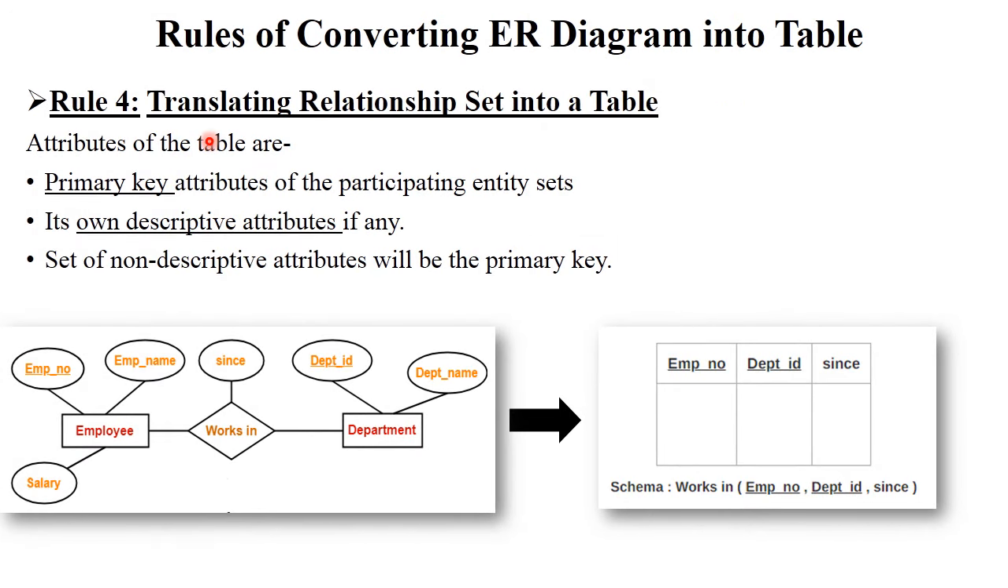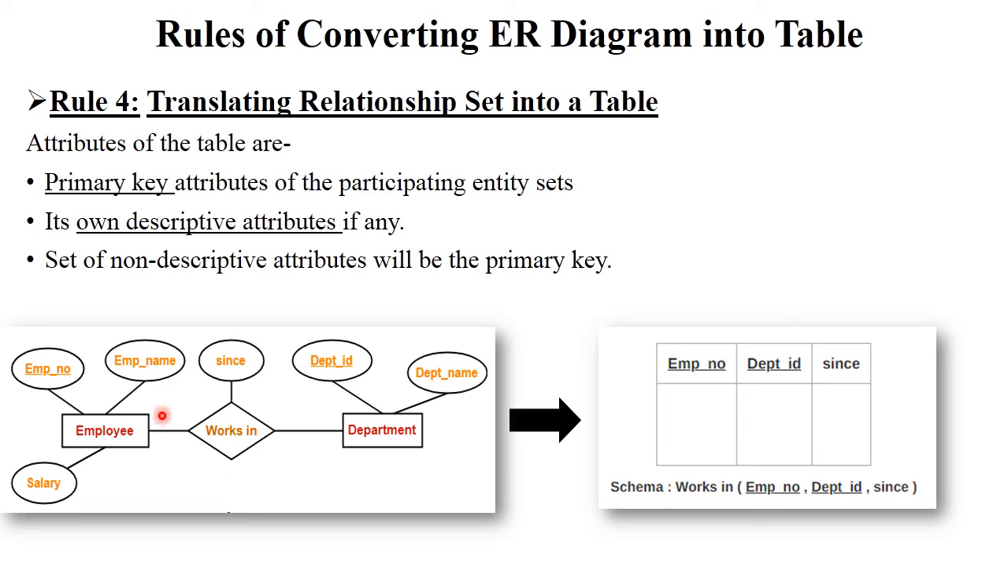Now the fourth rule is translating a relationship set into a table. See here in this diagram, employee works in department. So works in denotes the relation. Employee is an entity with a total of 3 attributes: employee number, employee name, salary. Employee number is a primary key. Department is another entity, with two attributes, department ID and department name. Department ID is a primary key. There are two strong entity sets present, the relation is works in, and it also has the attribute since. You need to convert this diagram into a table.